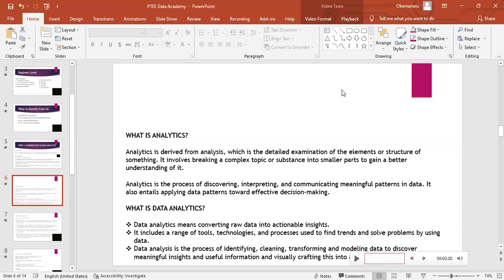So analytics basically is gotten from the word analysis, which simply means a detailed examination of the elements or structures of something. It involves breaking a complex topic or substance into smaller parts to gain a better understanding.